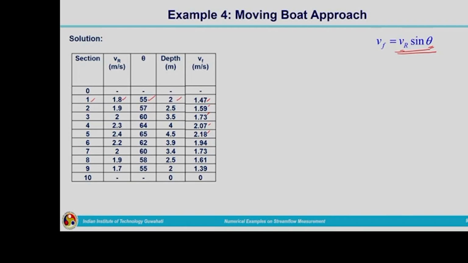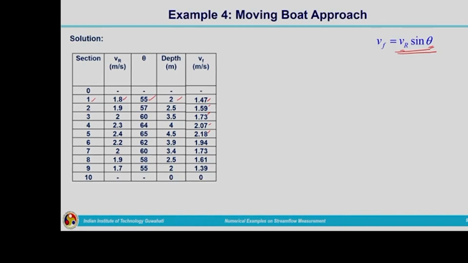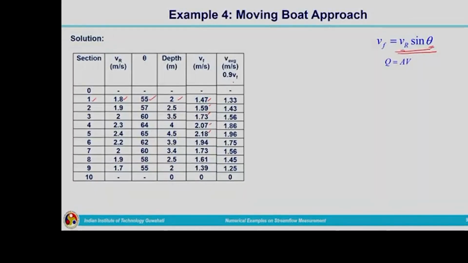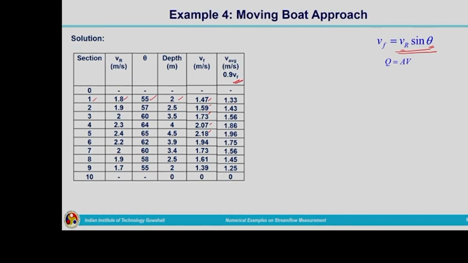Discharge Q is given by area multiplied by velocity. But this velocity is not the average velocity. Average velocity is 0.9 times the velocity which is calculated now. That is given in the question. So, the average velocity is 0.9 times Vf, which we can compute like this. All the values in this particular column are multiplied by 0.9 to get the V average in meters per second.